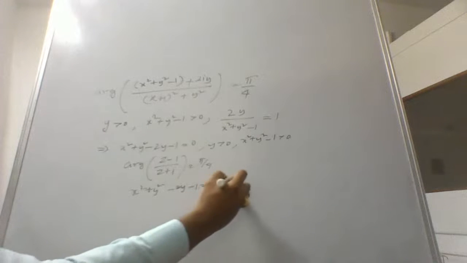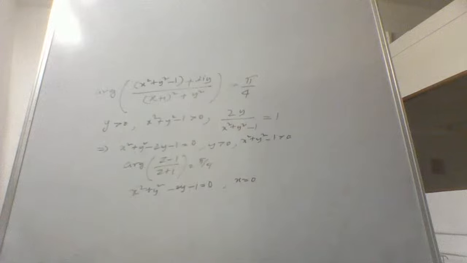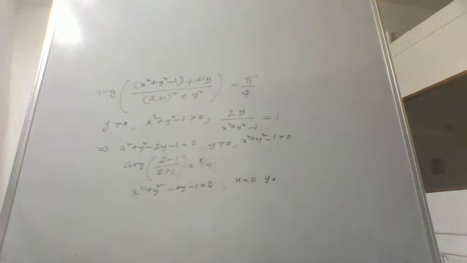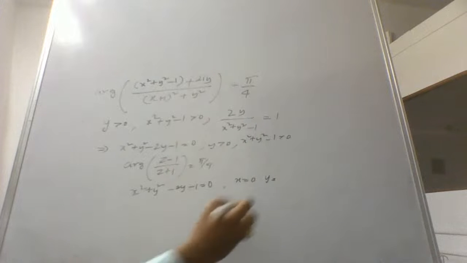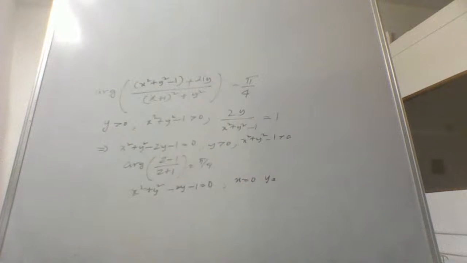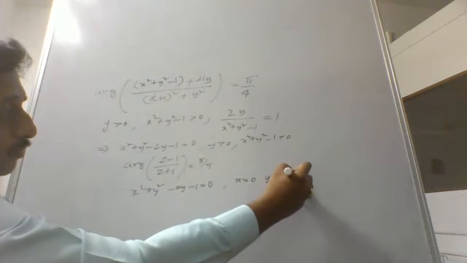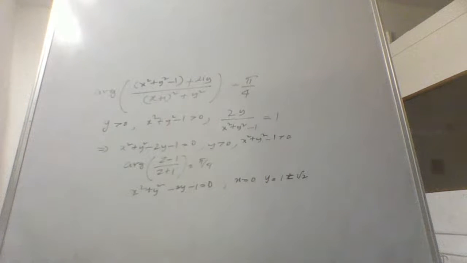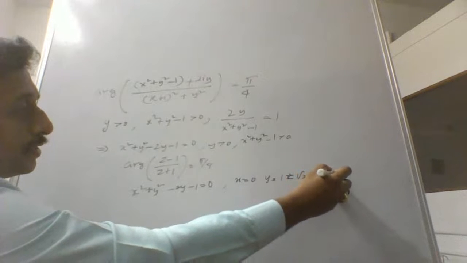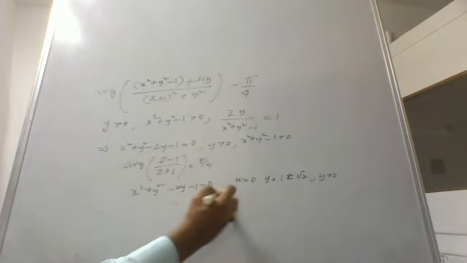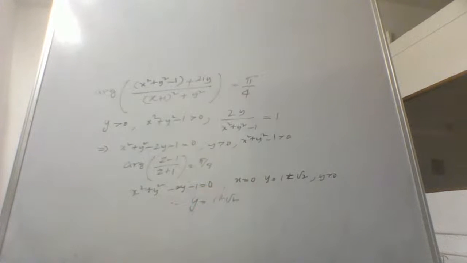For x being 0, if I try to simplify it, I get y equal to 1 plus or minus root 2. For y which is greater than 0, therefore, you have y as 1 plus root 2.